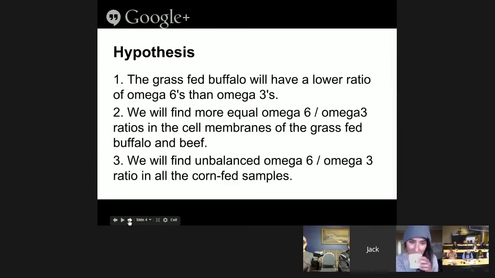Our first hypothesis was the grass-fed buffalo will have a lower ratio of omega-6s to omega-3s. Our second one is we will find more equal omega-6 to omega-3 ratios in the cell membranes of the grass-fed buffalo and beef. And our third one, we will find unbalanced omega-6 to omega-3 ratios in all the corn-fed samples.